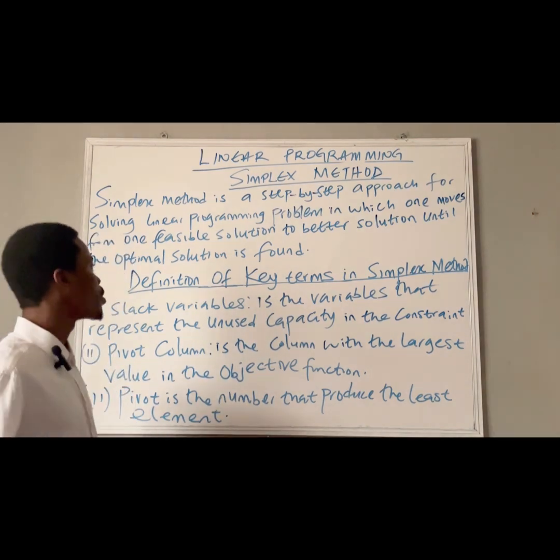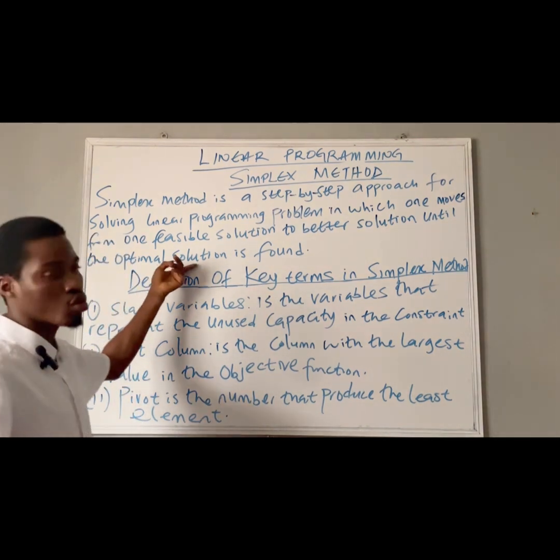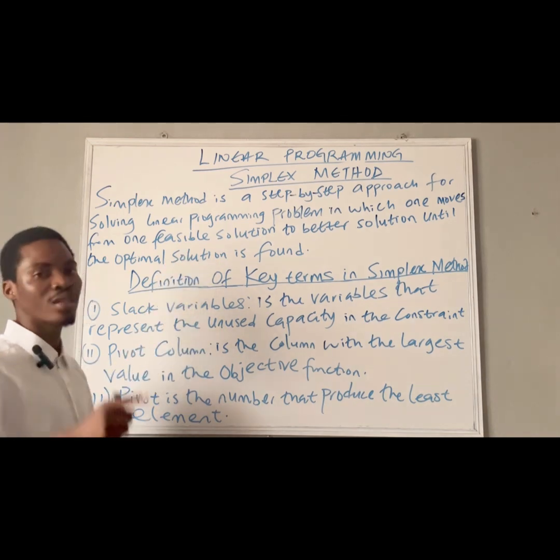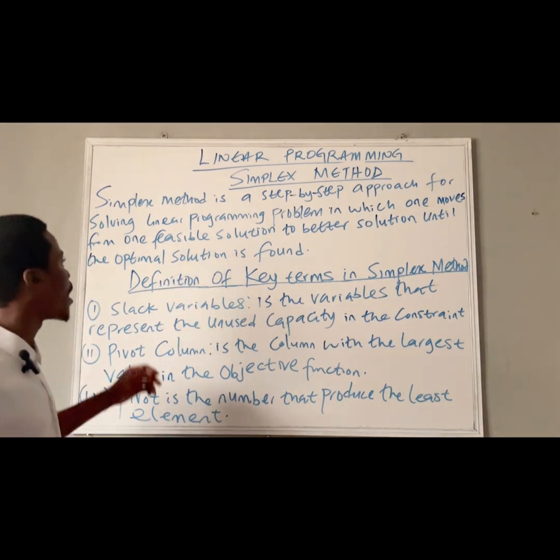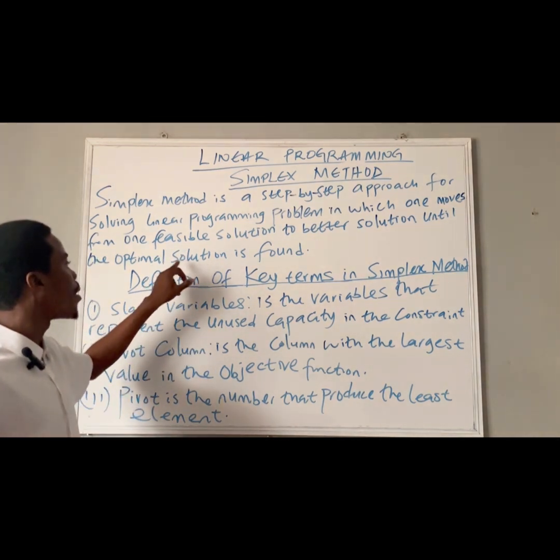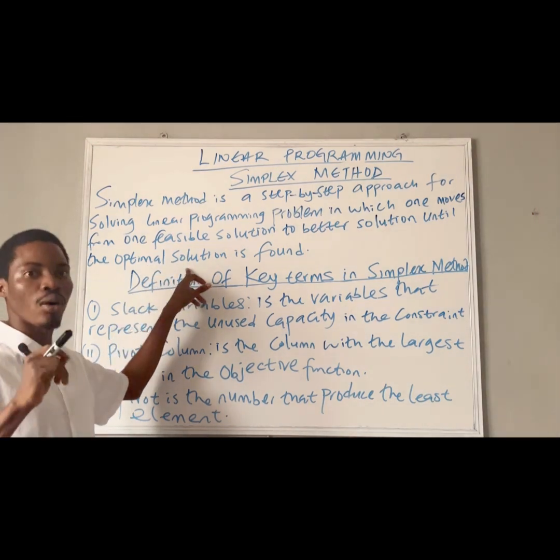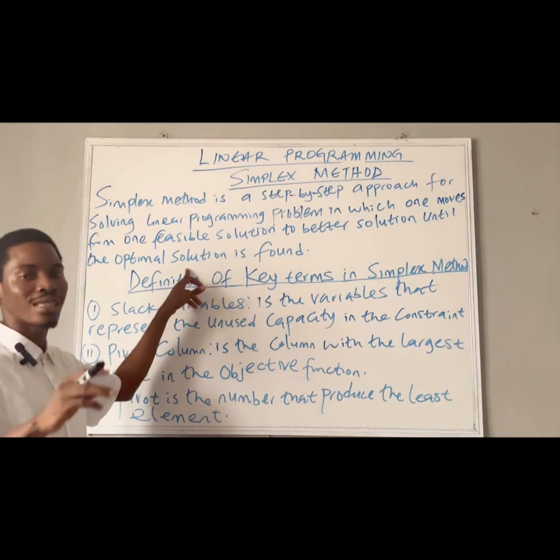In Simplex Method, we have to get our optimal solution. That is, our optimal solution must be 0 or negative. So our target is making our optimal solution, that is our objective function, to be what? To be negative or 0.